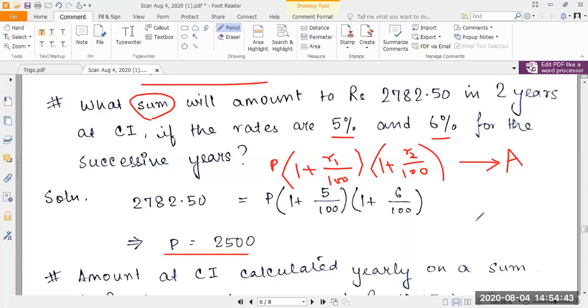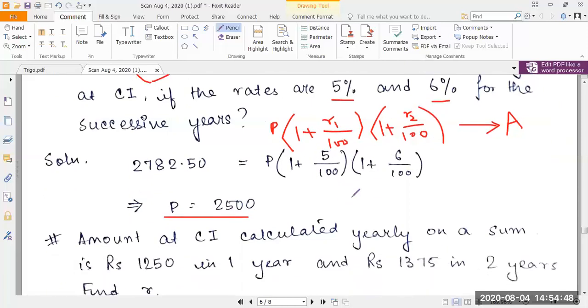So this is not exactly a difficult sum. What you need to find out is the formula, and there's a little bit of arithmetic manipulation. That's it.